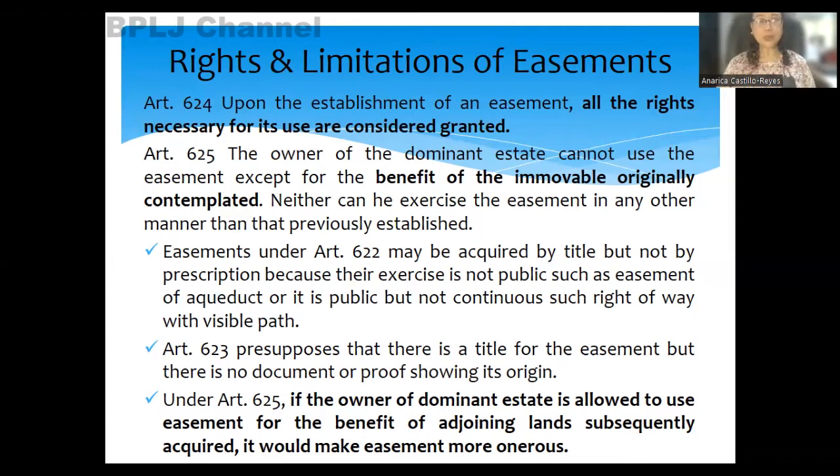Okay? Article 623 presupposes that there is a title for the easement, but there is no document or proof showing its origin. Under Article 625, if the owner of the dominant estate is allowed to use the easement for the benefit of adjoining lands subsequently acquired, it would make the easement more onerous. So you must remember that the reason why the easement was established, the original reason, is for the benefit of the owner of the dominant estate. Now, if the owner of the dominant estate acquired other lands, okay, then it would make the easement more onerous on the part of the owner of the servient estate.